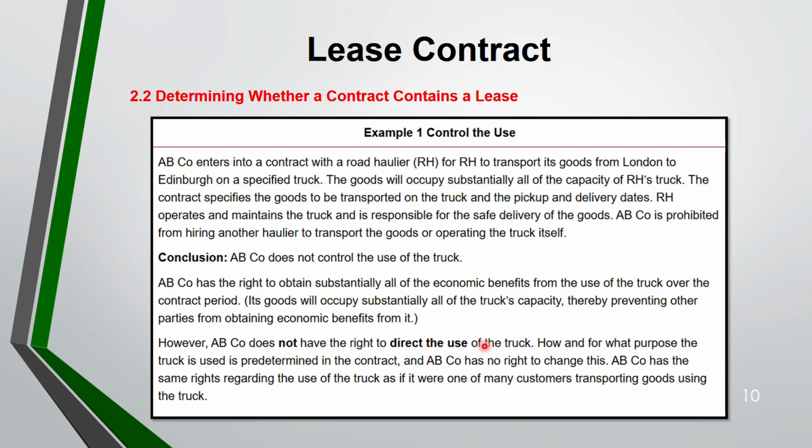Why? AB can't change it also. Because AB will have the same right regarding the use of the truck as one of the many customers transporting goods using the truck. Who is deciding it for them? RH is deciding. That's why they can't hire another haulier to transport the goods, because they can't direct the use. So that's why it's not a lease for AB.